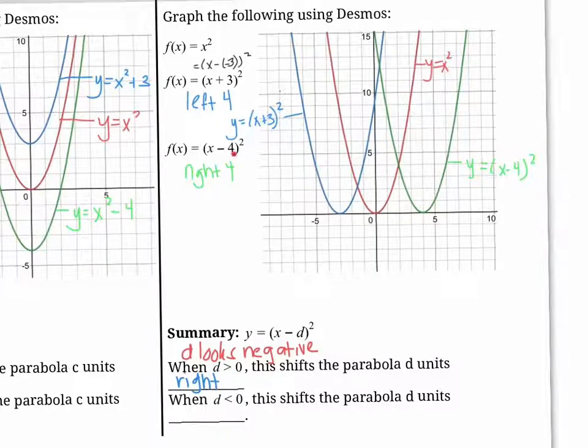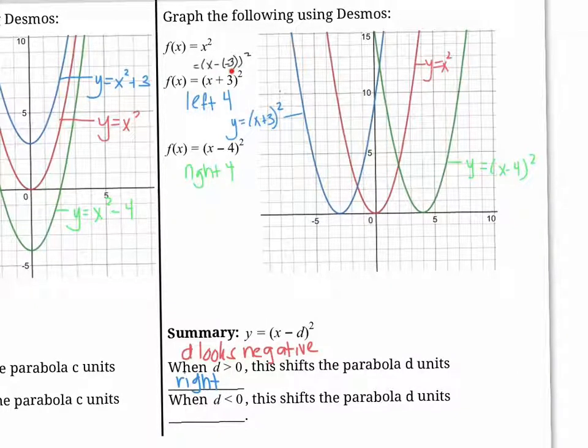Now, actually, in reality, we know it's actually positive because D is defined as whatever's beside that negative sign. So, right, positive D, we're going to the right, but it's going to look negative. So, we're going to more likely refer to the fact that it looks negative, and we're going to go opposite of it because it's easier to remember.